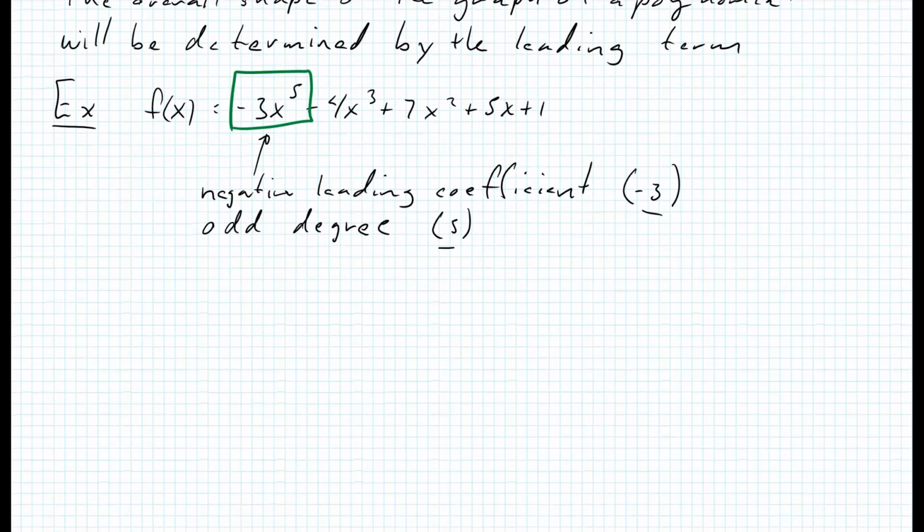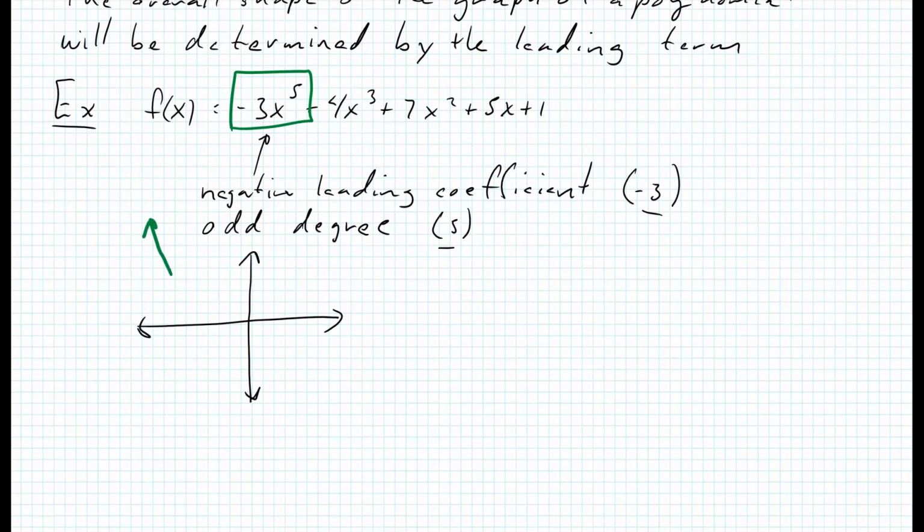So for this one, the overall shape of this graph for large values of x is odd and negative, so it's going to go up to the left and down to the right. How would I know that? Well, I gave you a list of all the possibilities in the last lecture, and there's only 4.